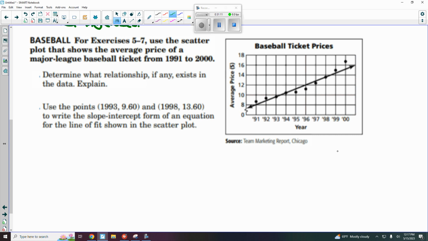So it says determine what relationship, if any, exists in the data. Explain. So as far as that goes, it has positive correlation. So that's its relationship, which means as the years increase, the average price of a baseball ticket increases. So as time increases, so does the price of tickets.